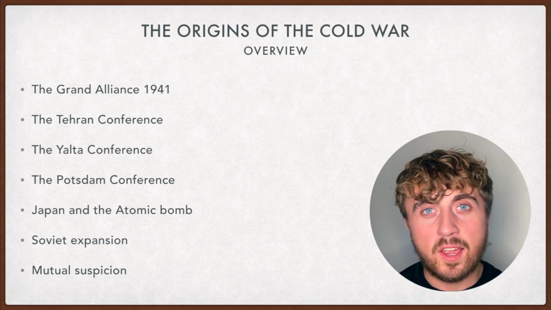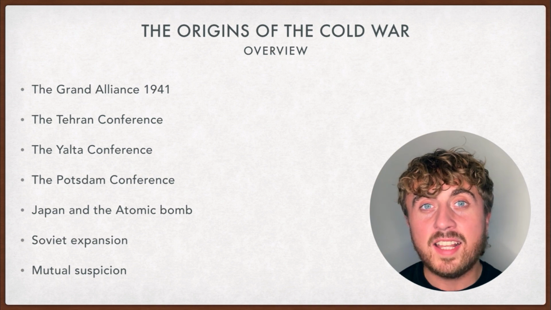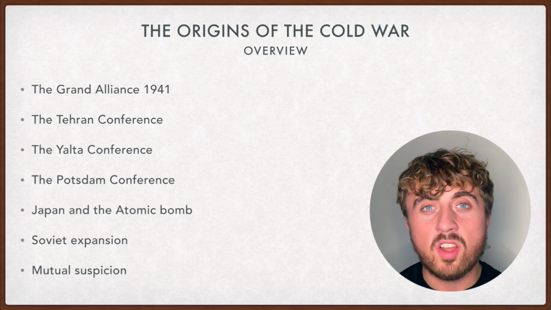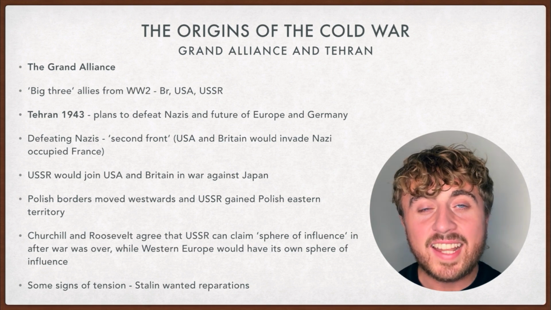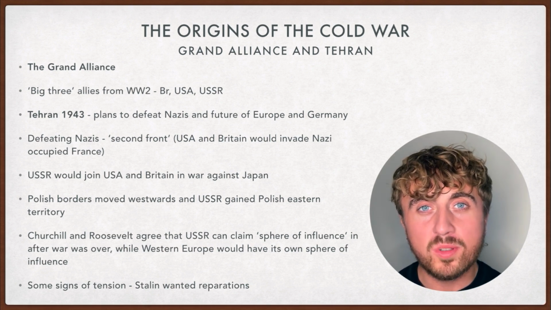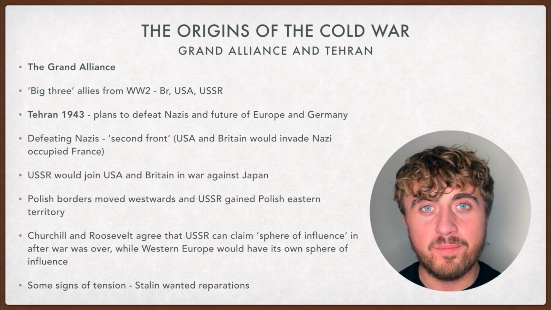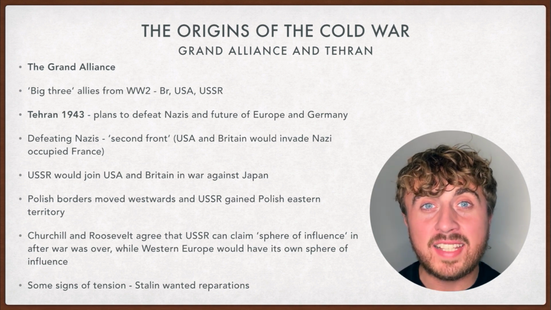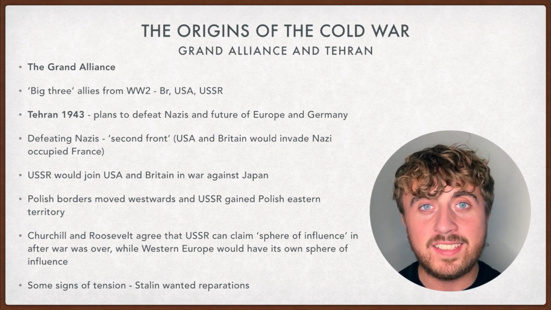Another important term we'll dive into is mutual suspicion. But to begin today's lesson, we're going to jump back to 1941. When the USA entered World War II in 1941, the Grand Alliance was formed between the USA, Britain and the USSR. This alliance was fighting against the Axis powers of Germany, Japan and Italy.